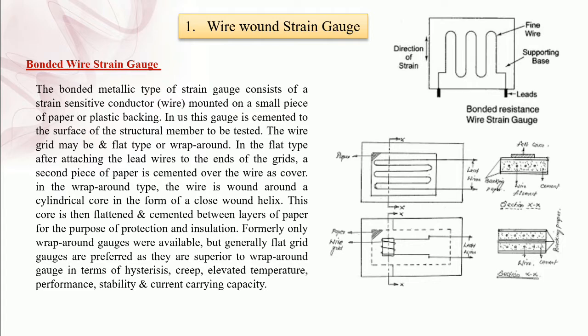These are basically electrical resistance type strain gauges, which consist of a thin wire placed on a flexible paper tissue, and it is attached to a variety of materials to measure the strain of the material. Okay, now in the case of the wire wound strain gauge, there are two types available. One is the bonded strain gauge, another is the unbonded strain gauge.